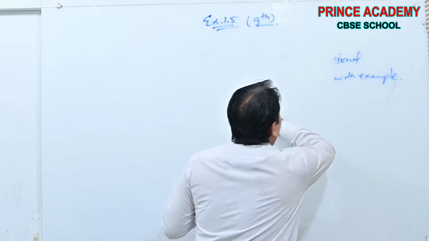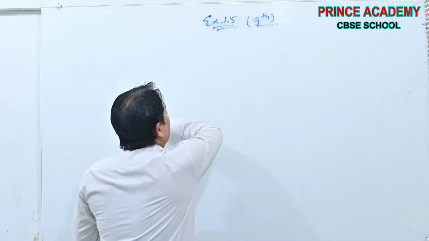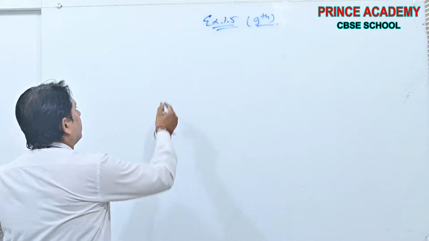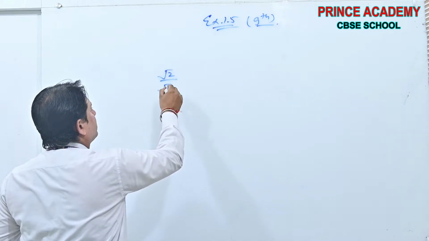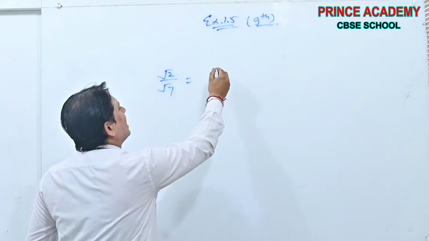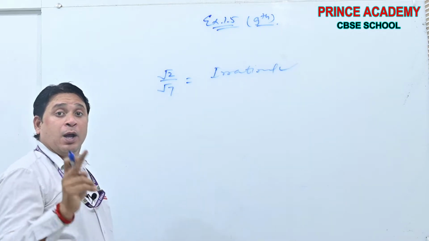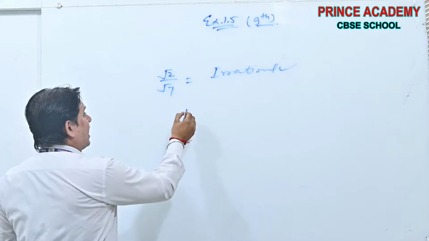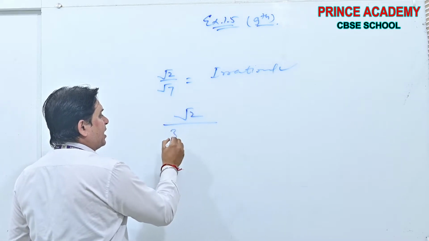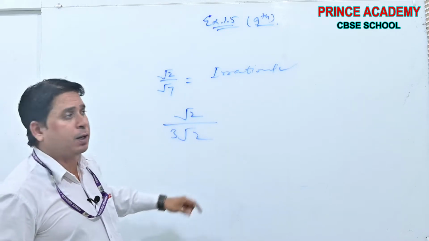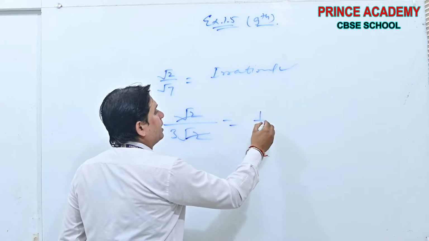See. Now here I am giving you an example that division of irrationals can be both. Root 2 by root 7, whatever it is, this is irrational. Yes or no? This is the example. One more: this is irrational, yes or no? And this is irrational, yes or no? This is one irrational number. This is one irrational number. If we cut these, what will we get? 1 by 3. This is rational.